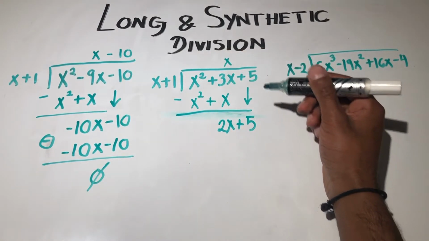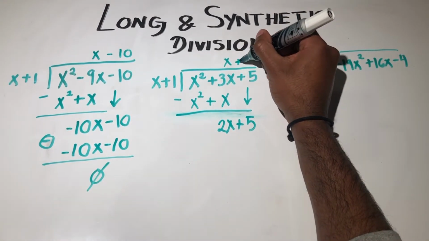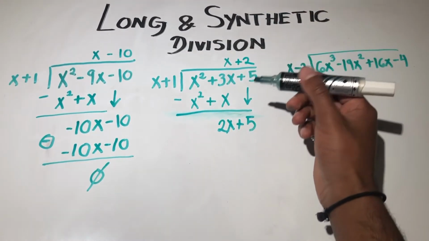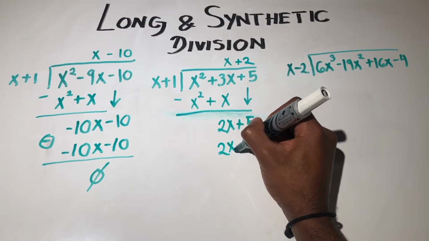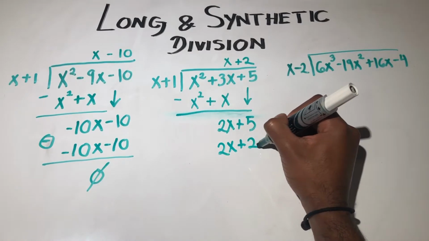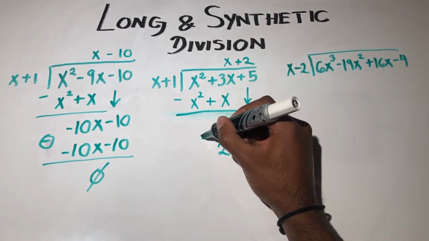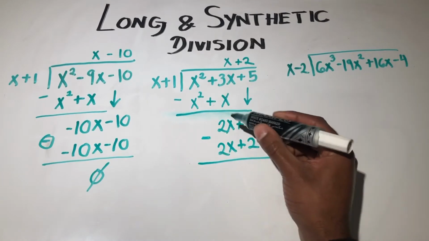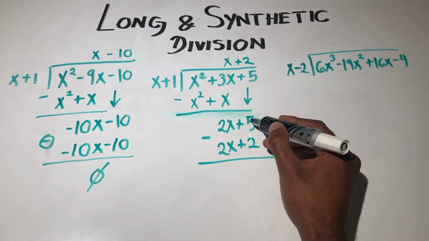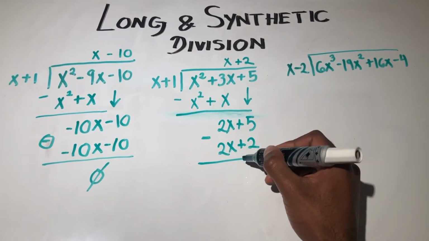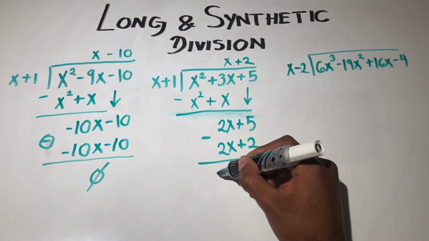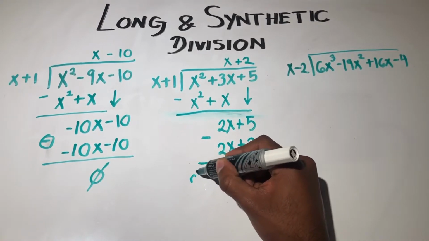2x divided by x is going to give you positive 2. And then 2 times x is going to give you 2x, and then 2 times 1 is going to give you 2. And then don't forget to subtract that. We have 2x minus 2x, that's just 0, so I'm not going to write that. And then 5 minus 2 is going to give you 3. So the remainder here is 3, or this is what r of x is.